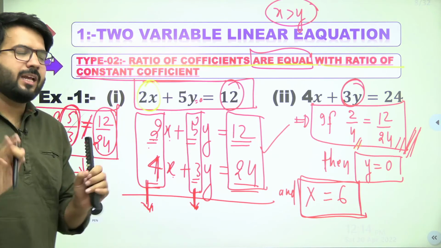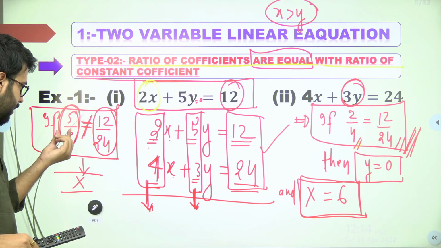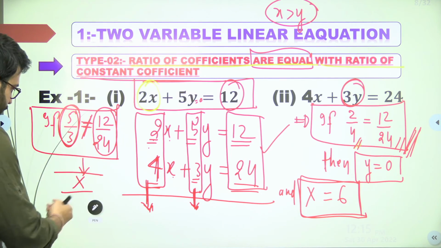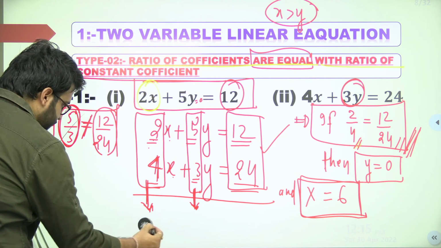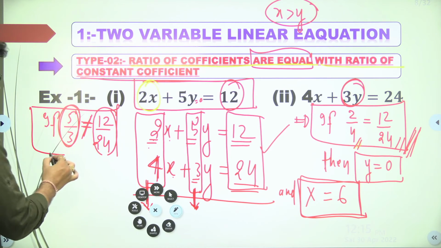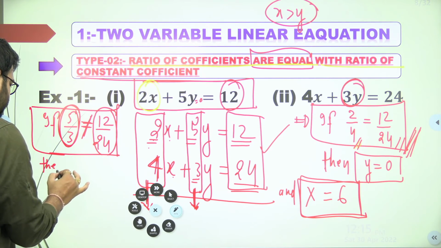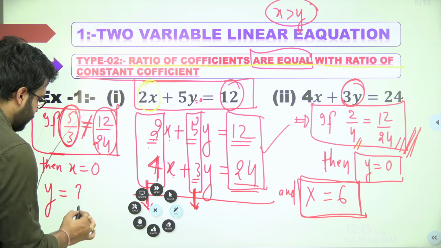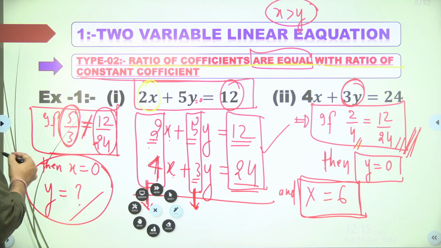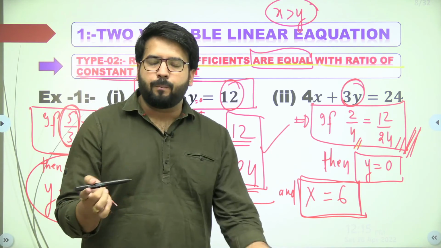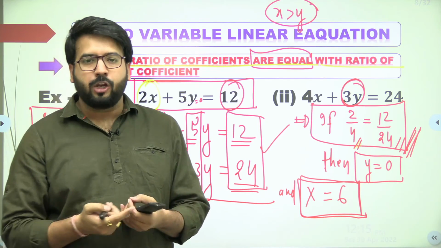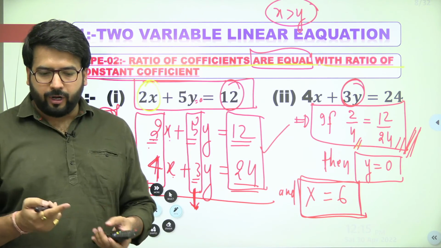But just imagine if the coefficient of y is equal to the constant coefficient, then what will happen? Then x will be 0, and on putting the value of x you will get y. When you get the values of x and y, you have to compare these values, and after comparing you will get the inequality between them. I hope you are getting my point.